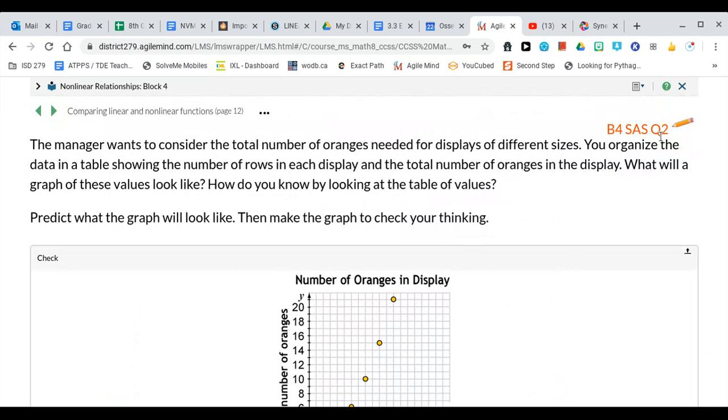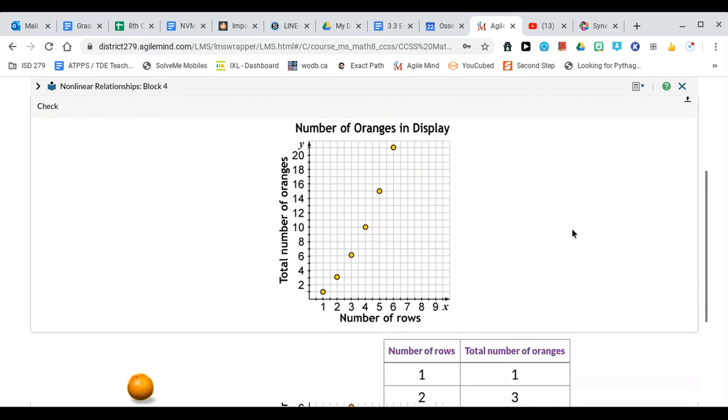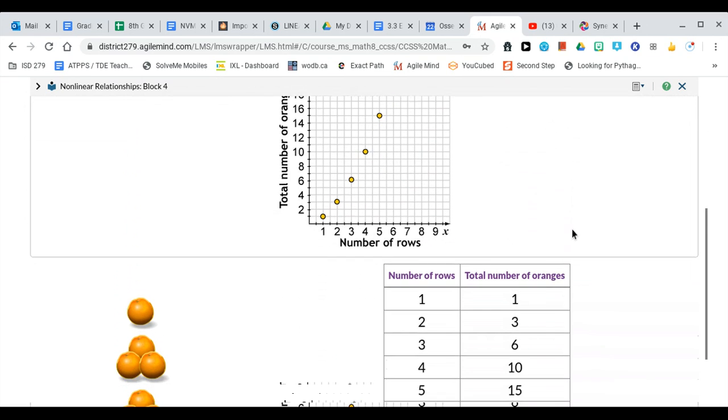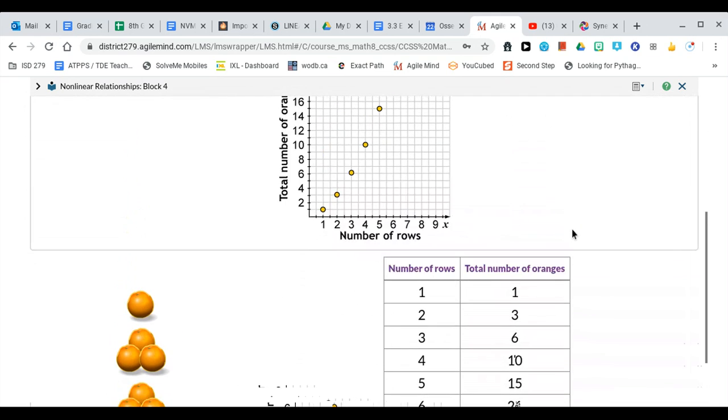Remember, this is going to help you answer question 2. This page will help you answer question 2 in your packet.